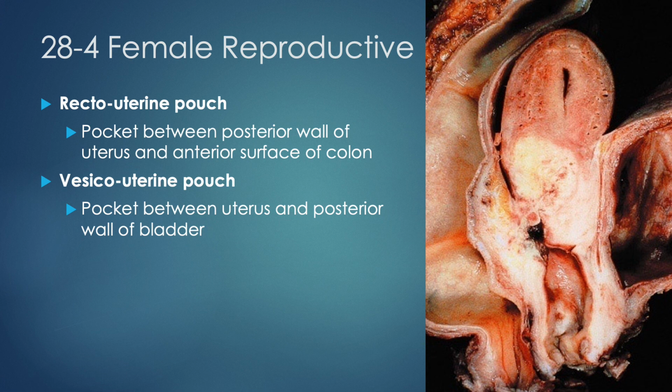They are basically in relationship to the uterus. So the one that is posterior is the recto-uterine pouch, so it's in between the uterus and the rectum. And then the one that's anterior is the vesico-uterine pouch, which is in between the bladder and the uterus.